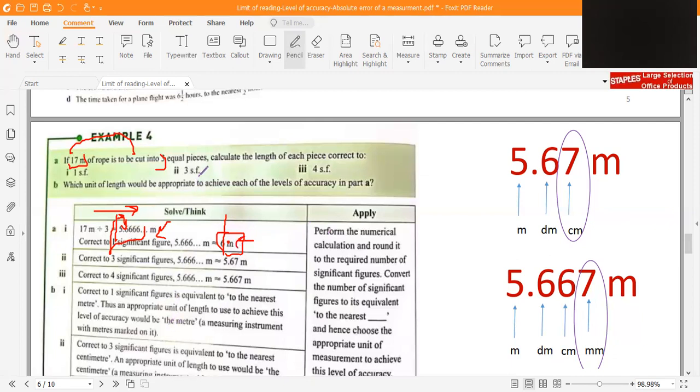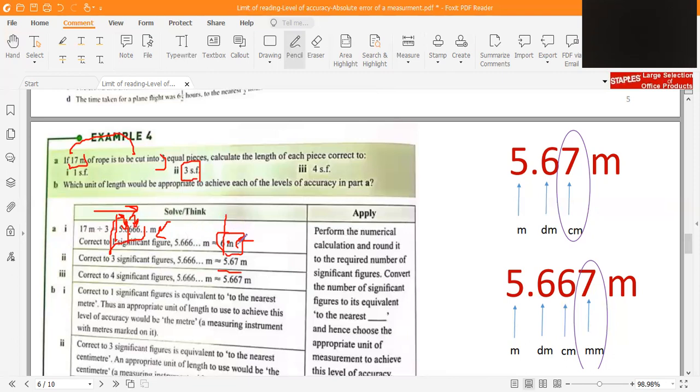Now, using the correction to three significant figures, so 1, 2, and 3, we are in the second decimal place. We compare with the digit on the right, which is 6, bigger than 5, so we add 1 to the second decimal place. We obtain 5.67. Which unit of length would be appropriate?